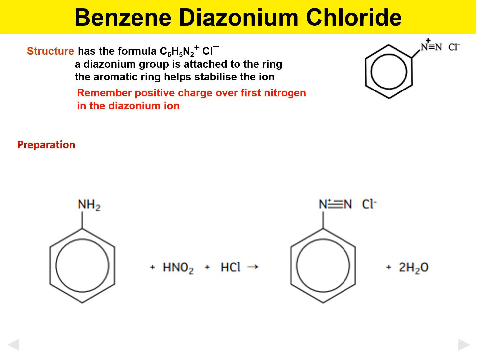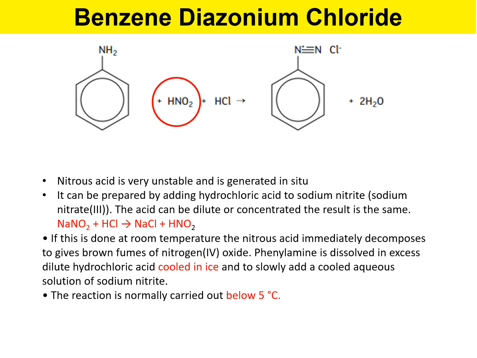Nitrous acid is very unstable and is generated in situ. We do this by adding hydrochloric acid to sodium nitrite. This reaction is normally carried out below 5 degrees.